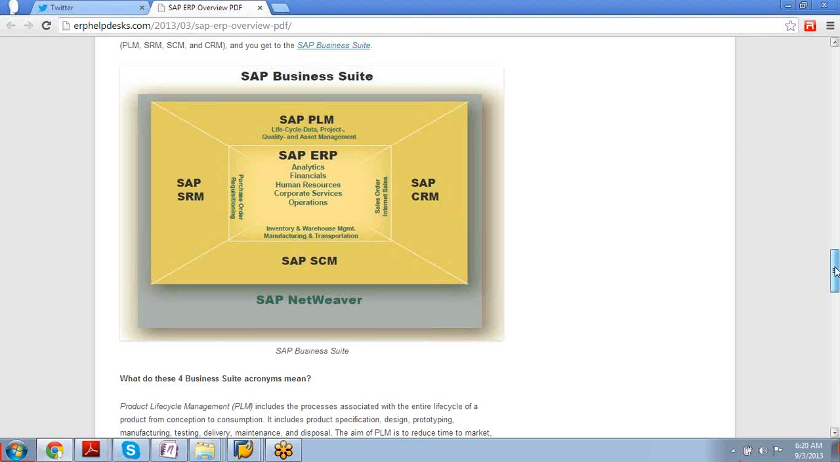Remember, CRM is part of SAP Business Suite, not ERP. It's a separate box altogether. That means CRM is a separate license, PLM is a separate license, SCM is a separate license. But ERP, all these things together, is one license.